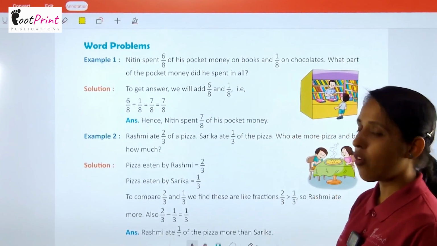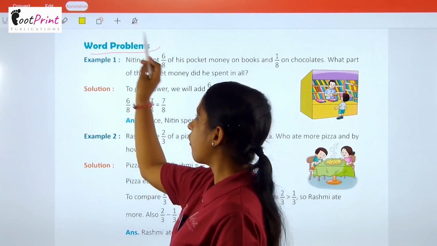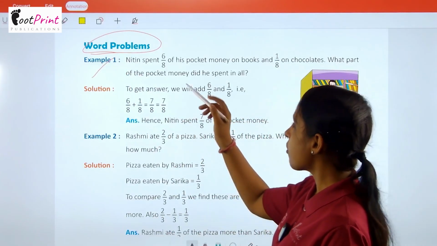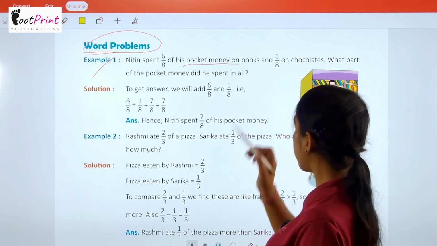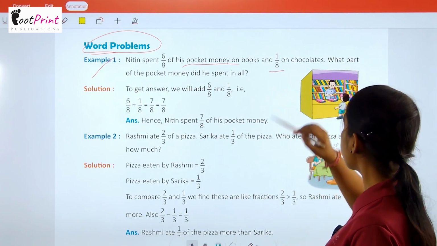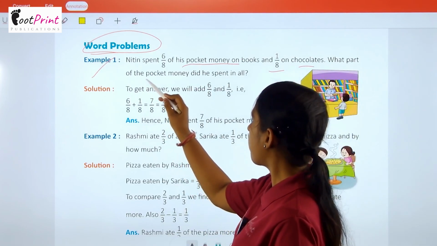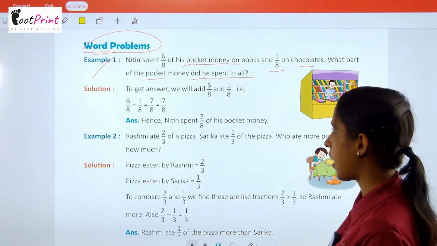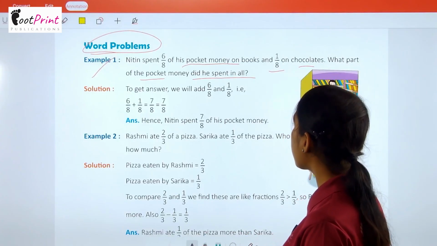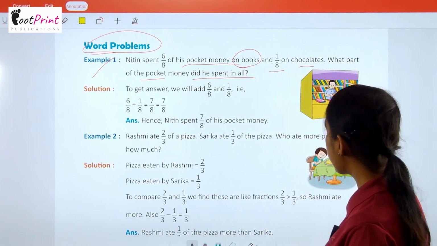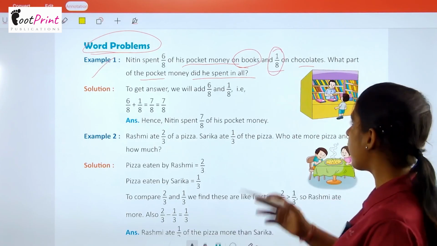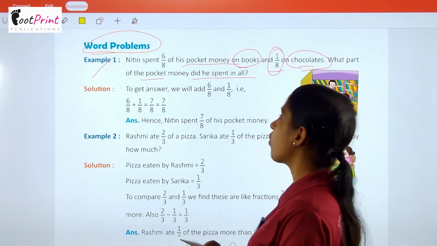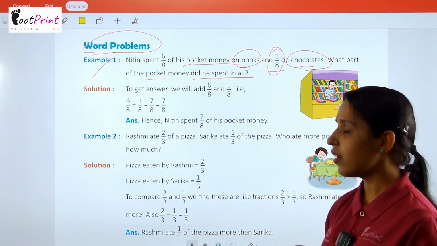Okay. Now we will learn word problems. How do we solve word problems? Example number 1 is here. Nitin spent 6 by 8 of his pocket money on books and 1 by 8 on chocolates. What part of the pocket money did he spend in all? So Nitin spent 6 by 8 part of his pocket money on books, and the remaining 1 by 8 part on chocolates. We have to tell how much part of his pocket money he spent in total.